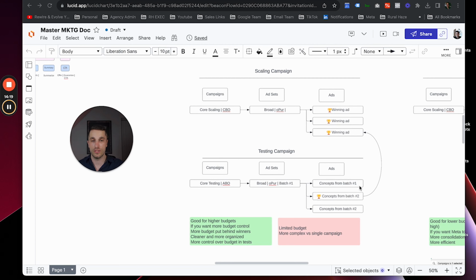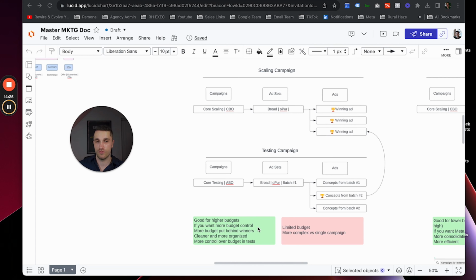Now, the pro of doing it this way is it's good for higher budgets. It gives you more budget control. So if you feel like you want the budget control, then this option allows you to do that easily. It also makes things cleaner and more organized. That's also a big part, in our opinion, of scaling: use the ad account, keep it very simple.